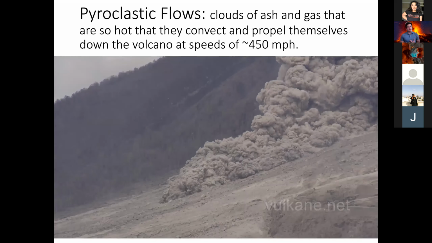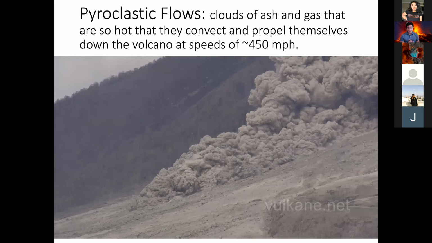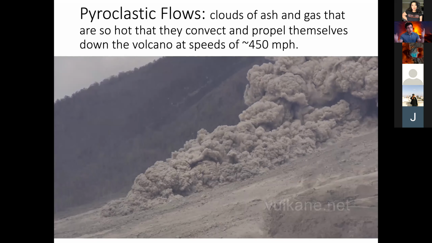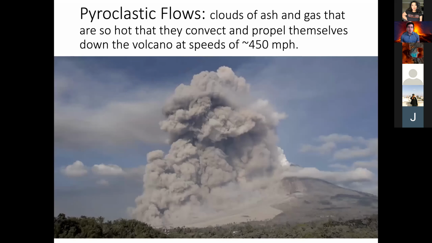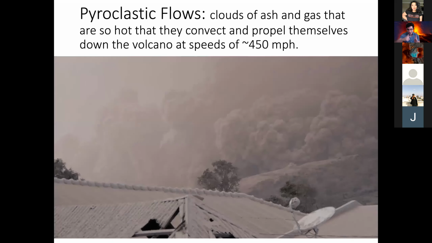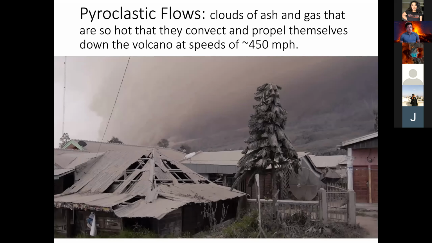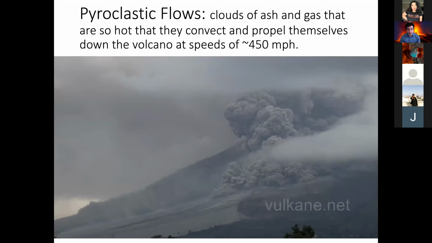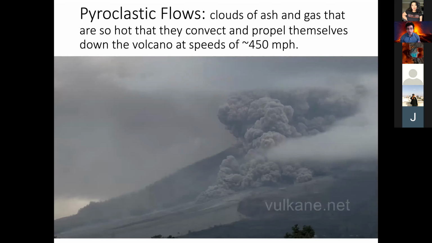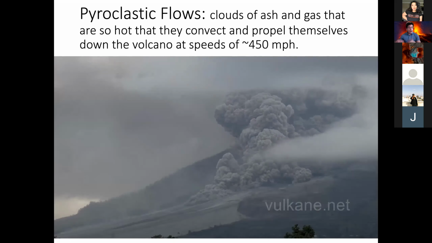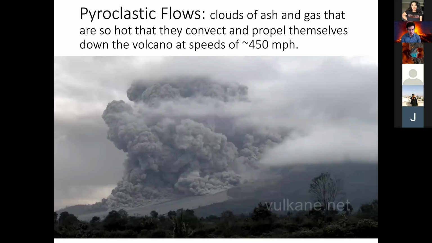So this is basically when the ash and gas get hot enough that they start convecting. Remember when we talked about convection in the mantle, about how hot stuff rises and it sort of flows around and then it gets cold enough that it sinks and then it's closer to the heat source and it rises again? Basically, that's what's going on here inside this cloud of ash and gas. It's just so hot that it starts propelling itself. It actually develops its own convection and therefore its own forward momentum.